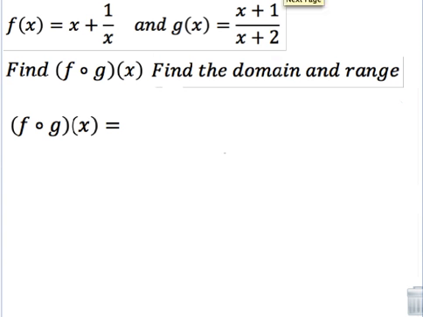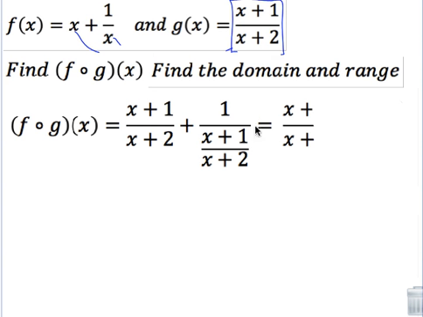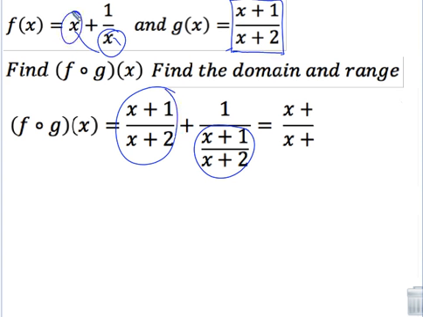The first one, f of g of x. To set up the formula, you're going to take the g of x formula and plug it in for every x in the f of x formula. When you do that, it'll look like this. So here's our g of x formula that went right here for this x, and here's the g of x formula that was filled in for this x. Once you do that, you need to simplify.